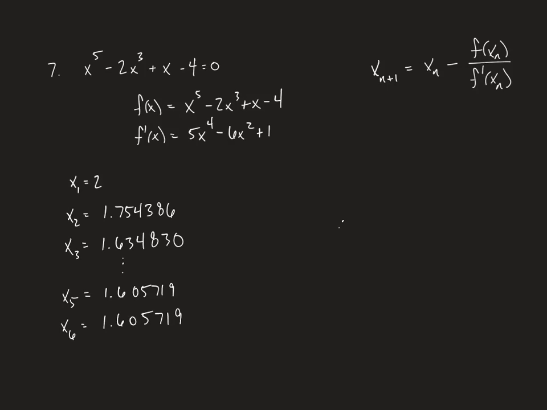So therefore the root of f of x is 1.605719 to 6 decimal places. All right, there's one more, and I'm going to get you started on it, and then you'll see the solution on the next page.